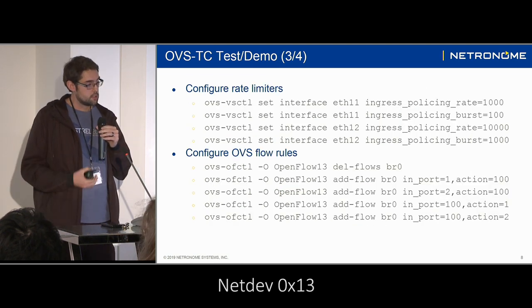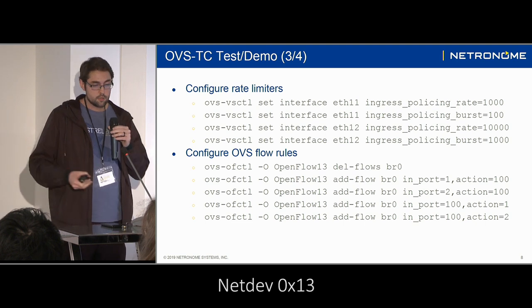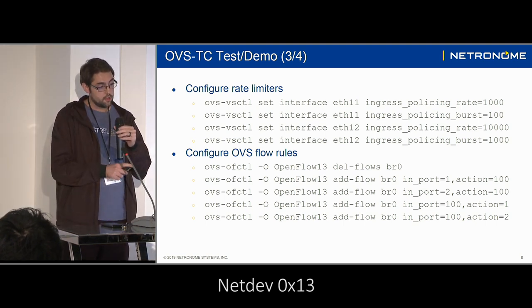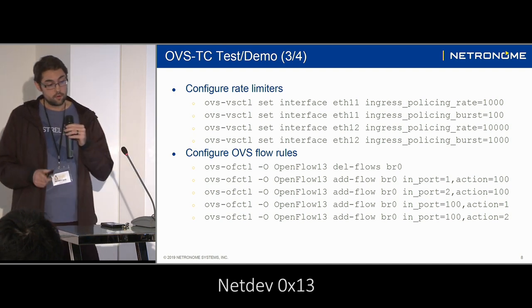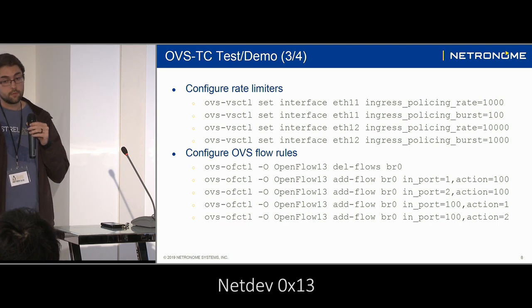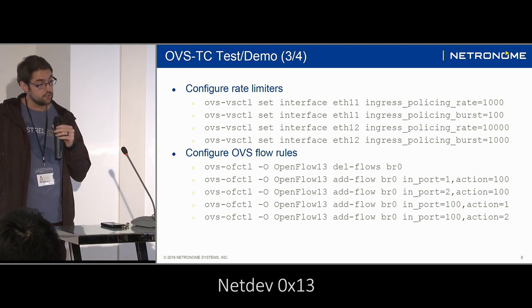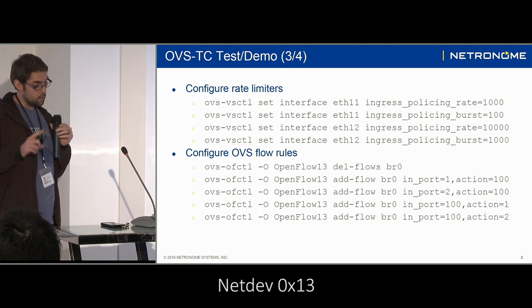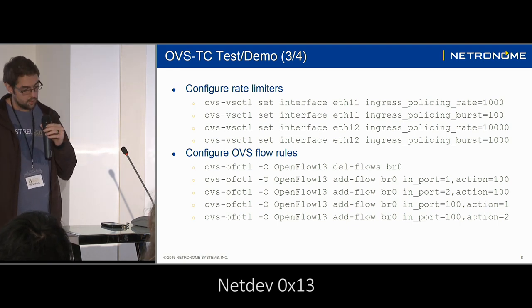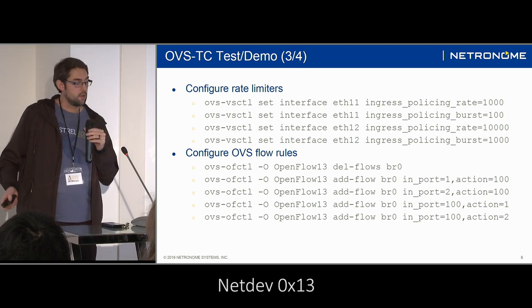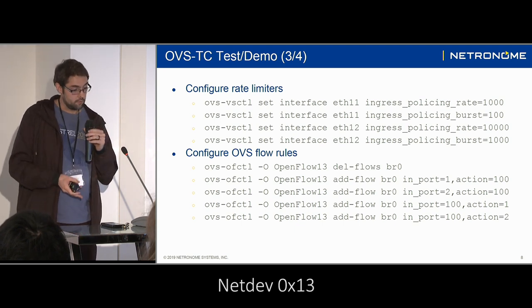Then this is where Jamal's question comes in. So this is the ovs-vsctl command that you'll be using to configure the rate limiter. And this will translate to a matchall filter with a police action with a priority of one from OVS to TC. And then we'll offload that. Subsequently, what you'd go and do is configure your flows.